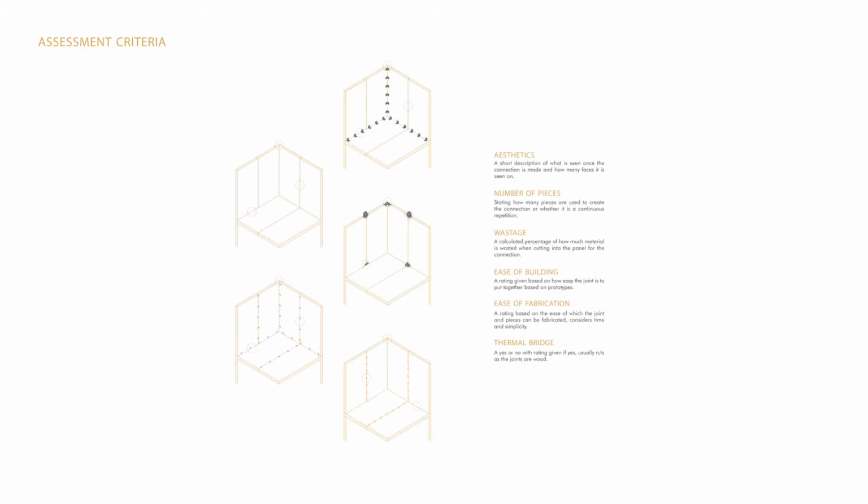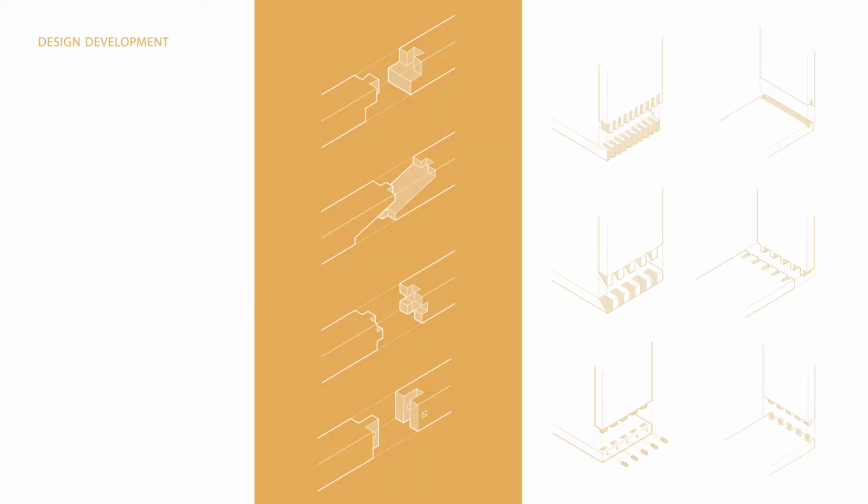In order to evaluate the designs, an assessment criteria was developed based on key issues identified in the existing systems. These are the aesthetics, the number of pieces, the wastage potential, the ease of building, the ease of fabrication, and the thermal bridge potential. In order to address both the thermal bridge potential and the aesthetics of the connection, the first step was to completely remove metal fasteners. This decision has the potential to reduce the number of pieces required and reduce wastage.